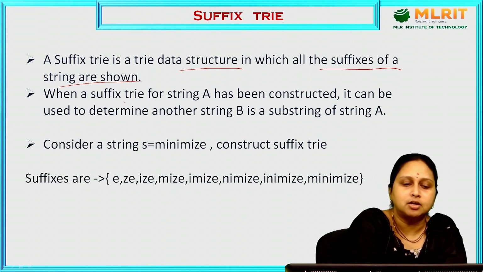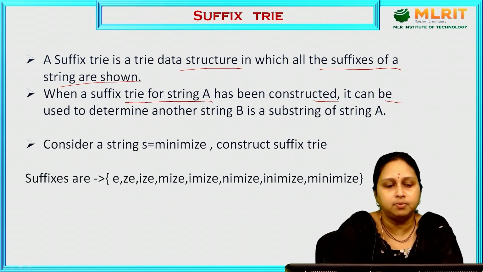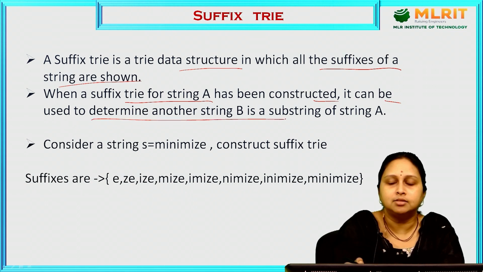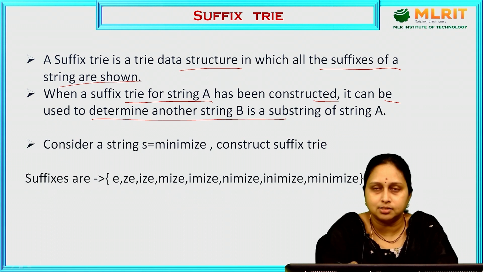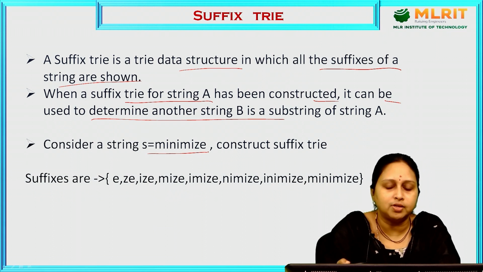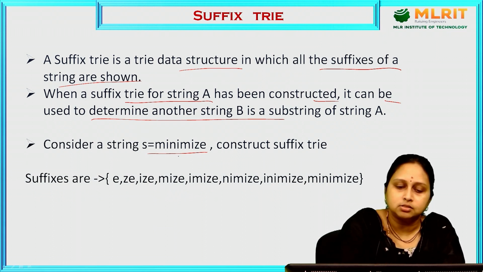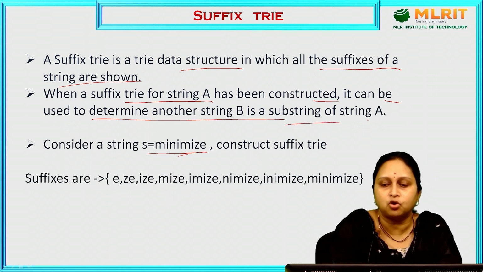And when a suffix trie for a string A has been constructed, it can be used to determine whether another string B is a substring of A. Let us see with an example so that you could understand that statement. Suppose we construct a suffix trie for the string minimize. In this we are going to have the substrings, right? B is a substring of A.